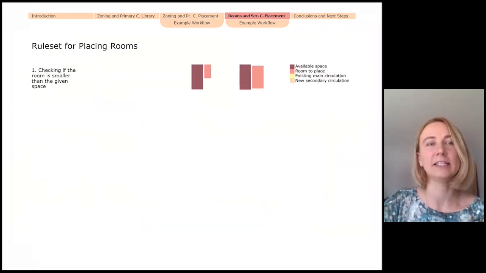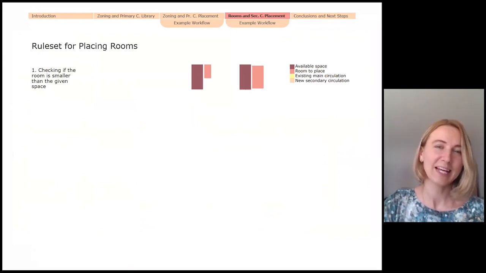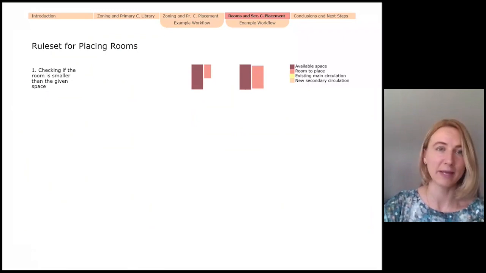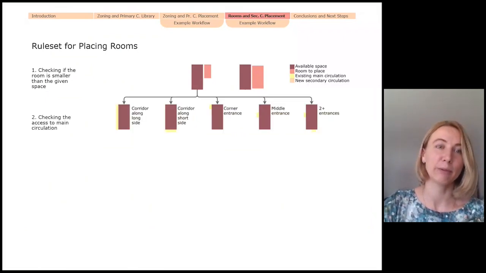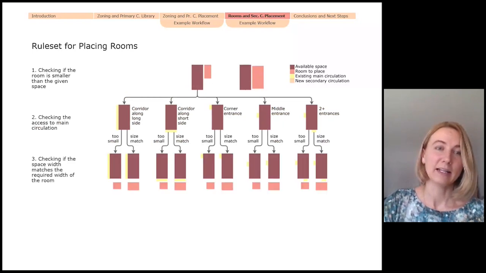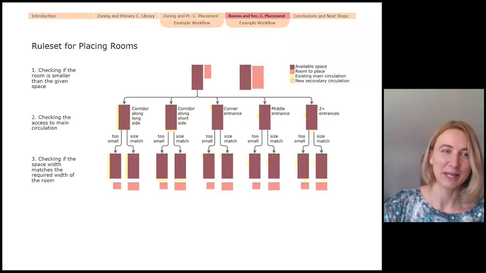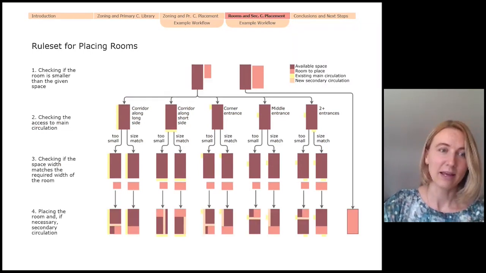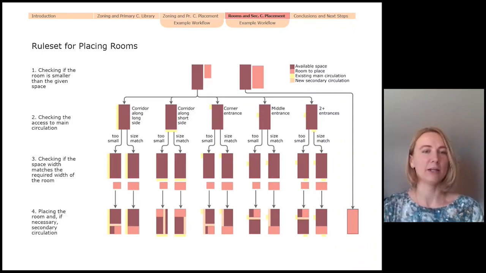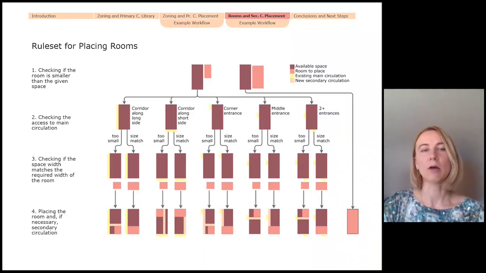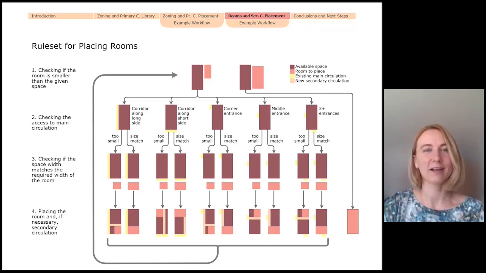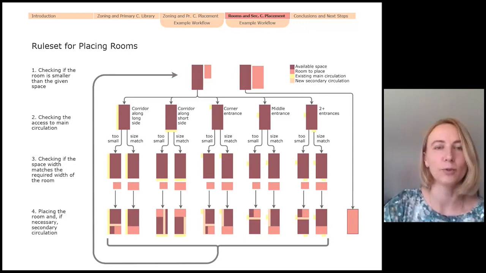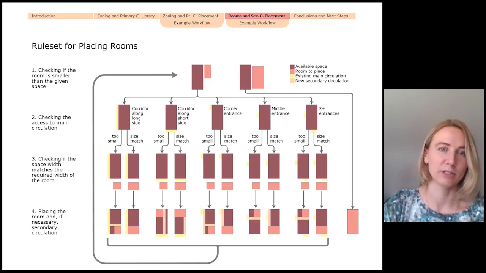And these are the exact rules of placing the rooms. So first the algorithm checks if the given room is smaller than the available space. If yes, it checks the access to the main circulation. Then it checks if the width of the space matches the required width of the room. And finally, it places the room and, if necessary, the secondary circulation. And now all the brown leftover spaces go back to the beginning, and the algorithm tries to place further rooms into it until all the rooms are placed.